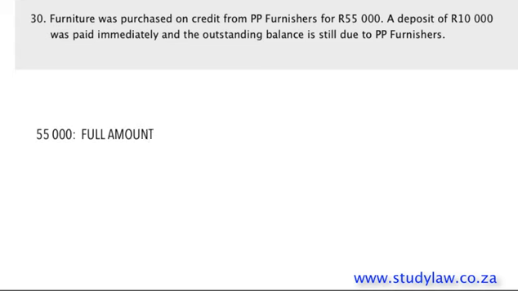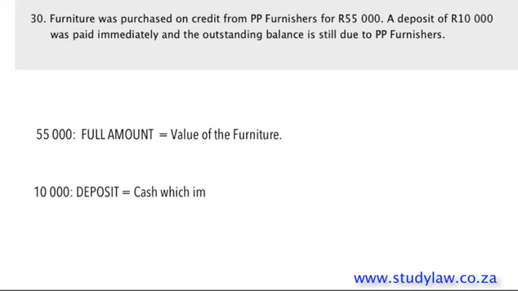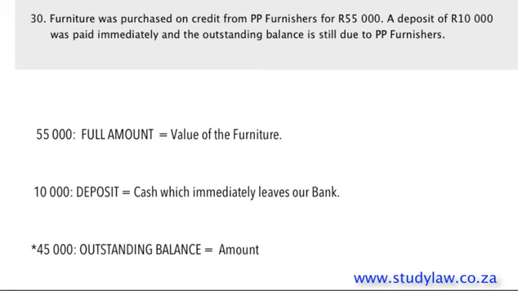55,000 is the full amount. This is the value of the furniture. 10,000 is the deposit that we are paying. This is cash which immediately leaves our bank. 45,000 is the outstanding balance. This is the amount which we owe to our creditor, and this account will be called creditors control. How did we get the 45,000, you ask? Simple. Take the full amount of 55,000, subtract the 10,000 Rand deposit, and you'll be left with a 45,000 Rand outstanding balance.